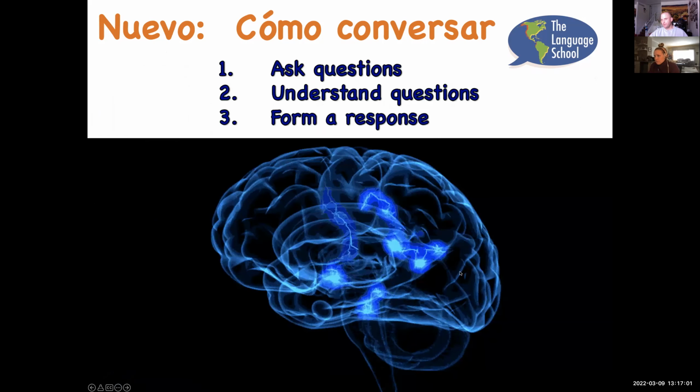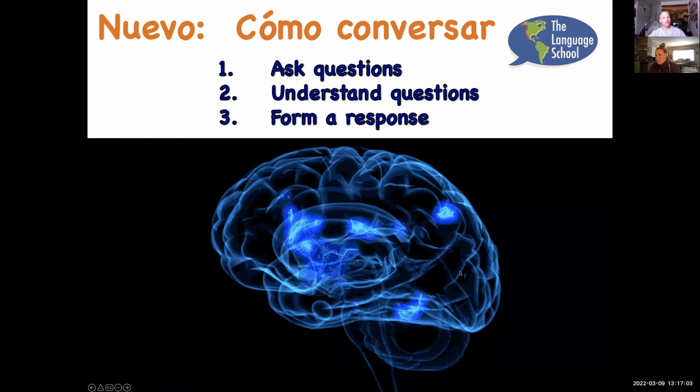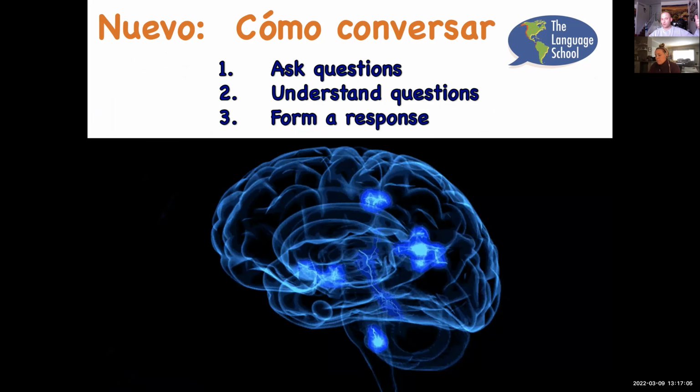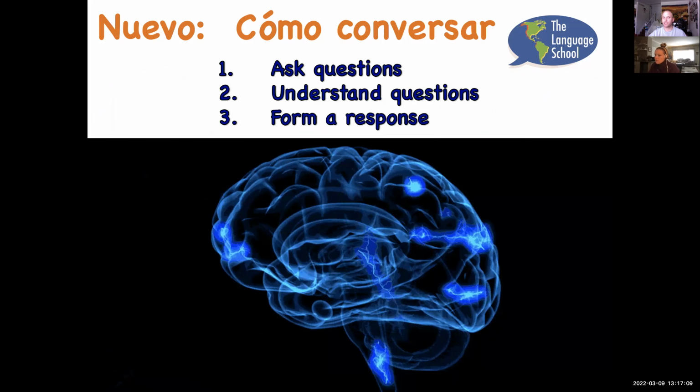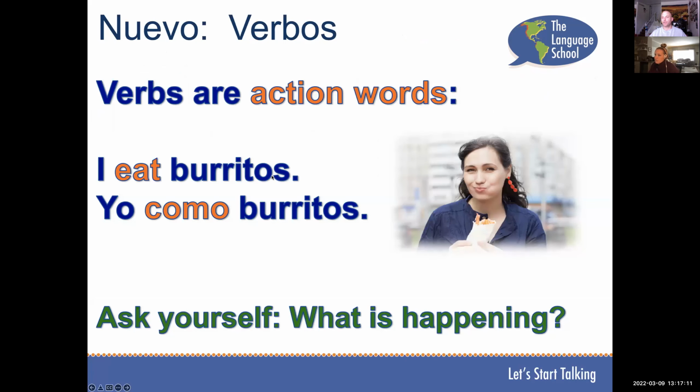So to be able to speak Spanish, to be able to converse, you have to be able to ask questions, understand questions, and form a response. So let's talk about that today. As I mentioned, the verb is the primary component here. Taking you back to middle school grammar class, a verb is an action, it's an activity, right? So if I look at this sentence, I eat burritos, or yo como burritos.